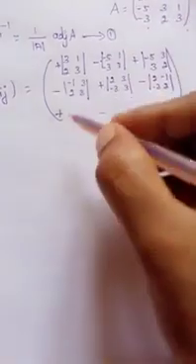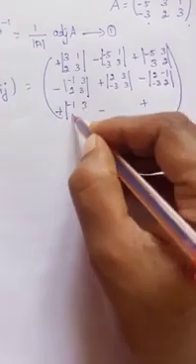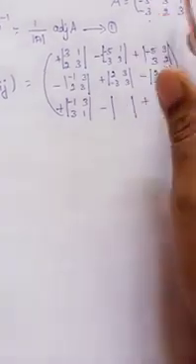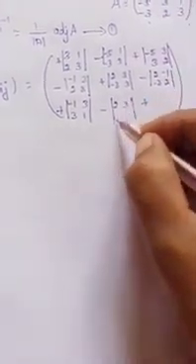For this position, what we should do? Corresponding row and column, we have to eliminate. So the remaining values: minus 1, 3, 3, 1. Same way, we have to find out for this position. So 2, 3, minus 5, 1. And for here, these 4 values: 2, minus 1, minus 5, 3.